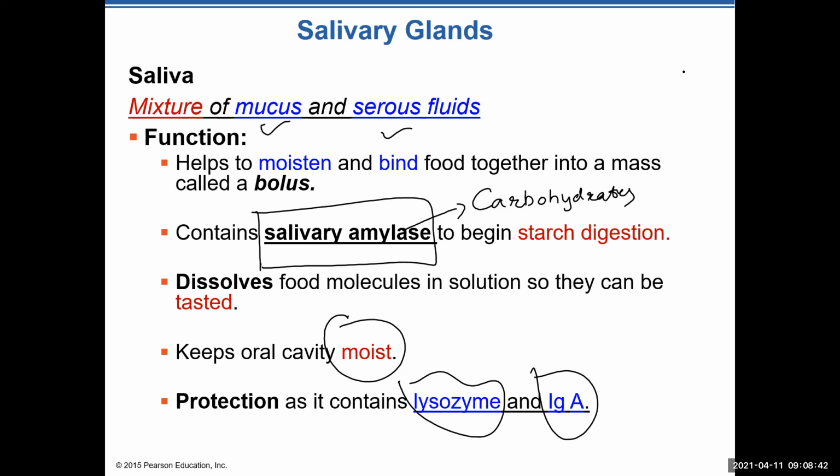What is a bolus? A bolus is chewed or masticated food. What is mastication? Mastication is chewing of the food. And when saliva mixes with it, it forms a semi-solid mixture, which is called a bolus, which with the help of the tongue we swallow down. Swallowing is called deglutition. So all these words you should know. Mastication: chewing of the food. Deglutition: swallowing the food. Buccal cavity is the mouth, this oral cavity.